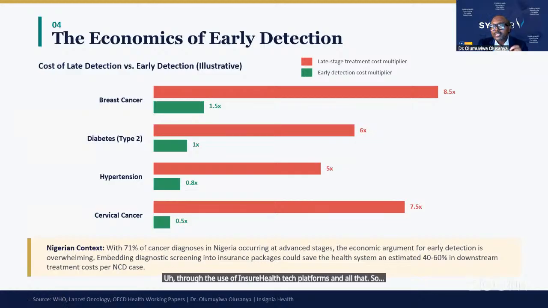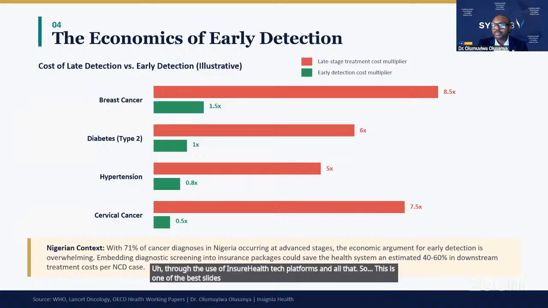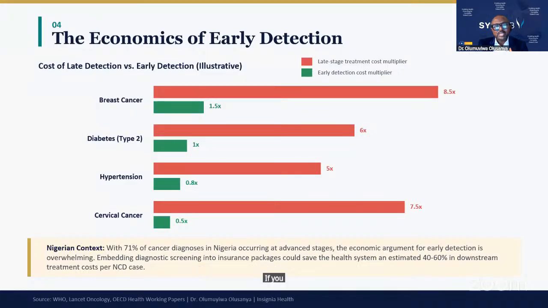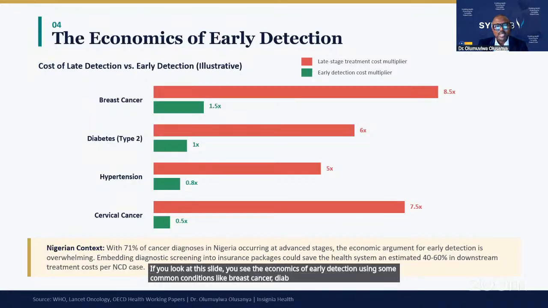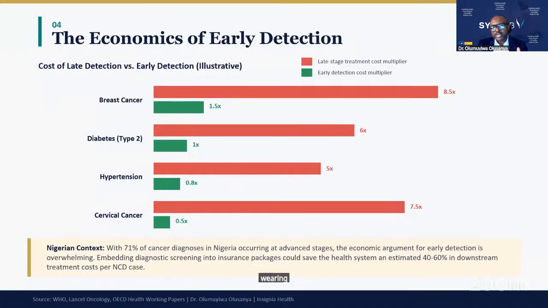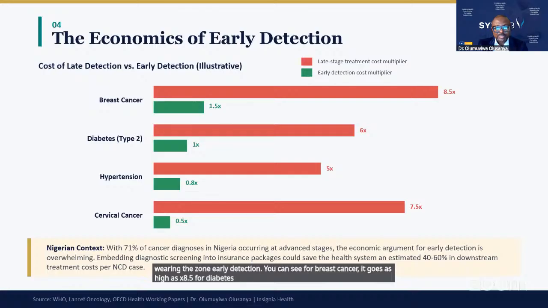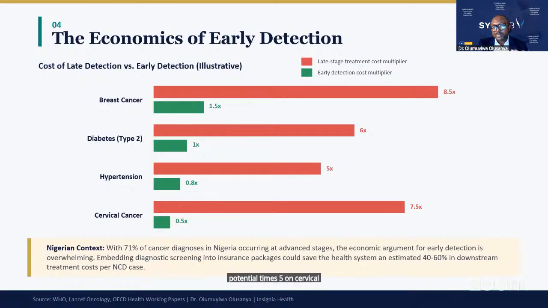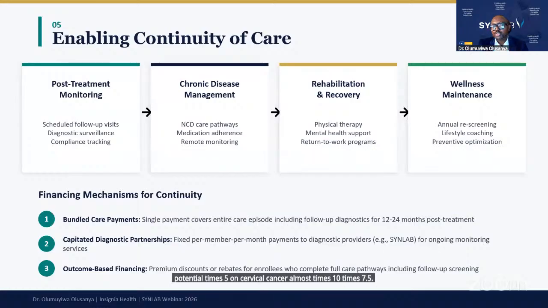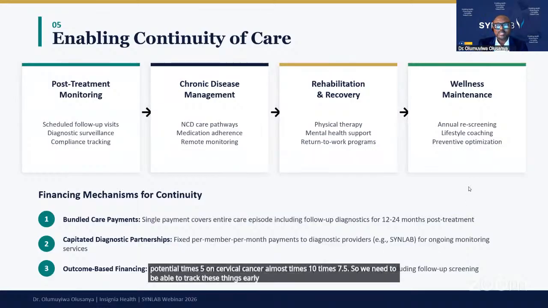So this is one of the best slides of this presentation. If you look at this slide, you see the economics of early detection using some common conditions like breast cancer, diabetes, hypertension, and cervical cancer. You see how the costs skyrocket to catastrophic claims level when there is no early detection. For breast cancer, it goes as high as 8.5 times, for diabetes 6 times, hypertension 5 times, and cervical cancer almost 10 times, 7.5 times. So we need to be able to track these things early to prevent catastrophic claims along the way.